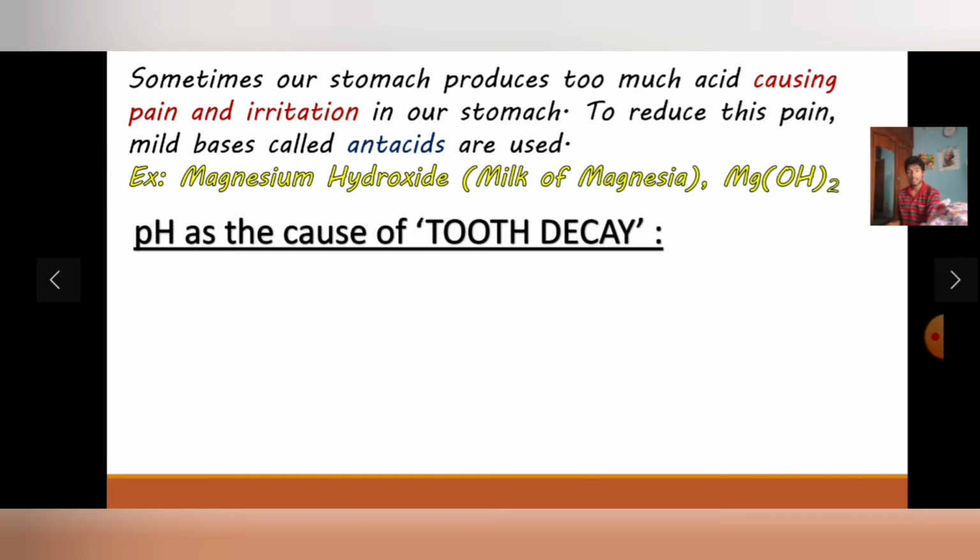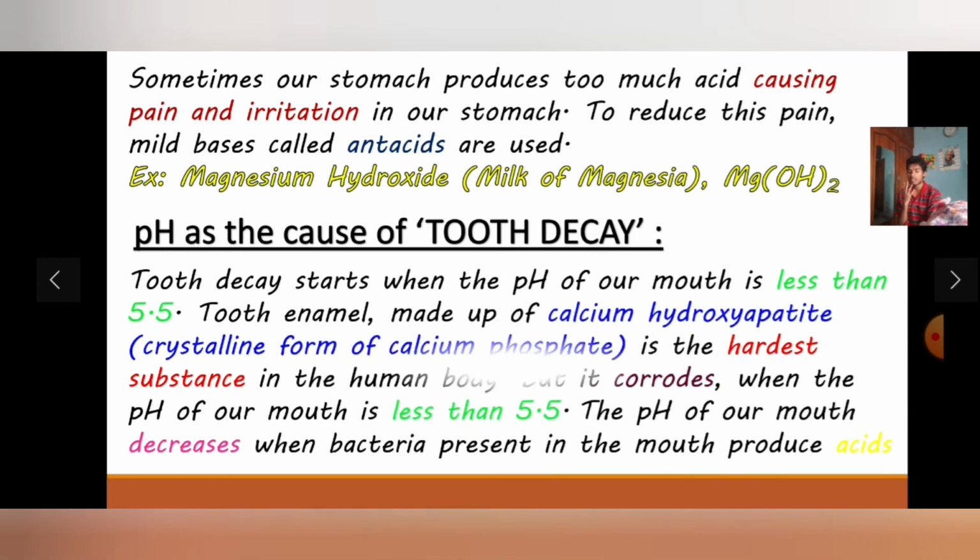Another phenomenon based on pH is tooth decay. Tooth decay starts when our mouth's pH level is less than 5.5. Anything less than 7 is acidic. We know if the pH is less than 5.5, the tooth decay starts. The teeth start to decay.